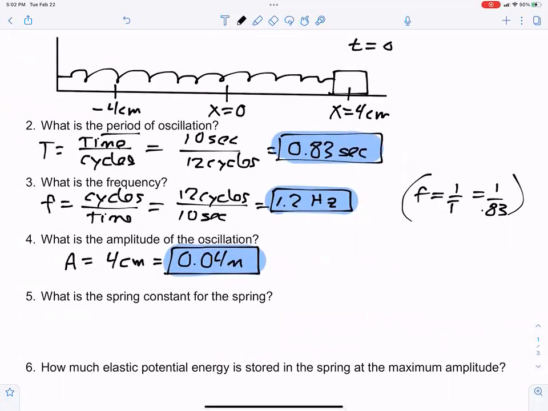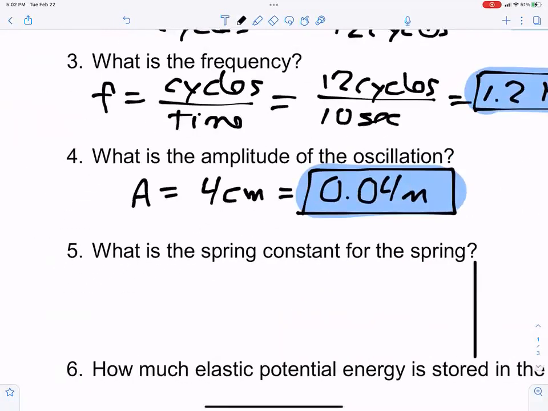What is the spring constant for the spring? There's a couple ways we can figure this out. I'm going to show you two possible solutions for this. One, for a spring constant, the period for an oscillating spring is 2 pi times the square root of m over k, which would be the same thing as 2 pi divided by the square root of k over m if I just rewrote it as the reciprocal.